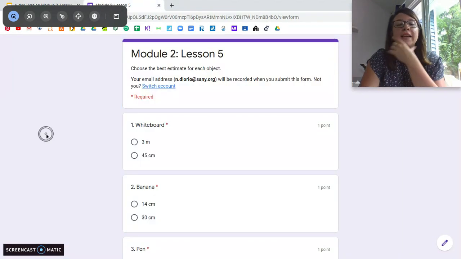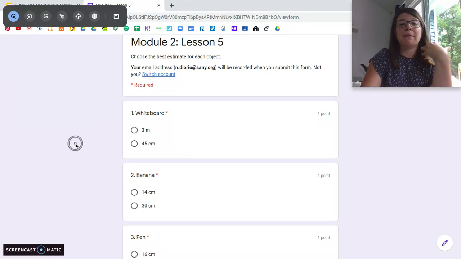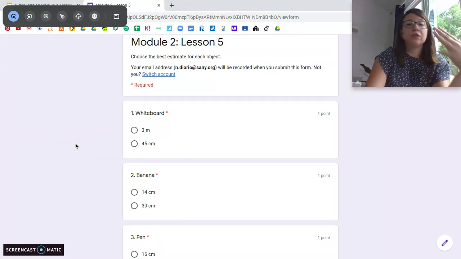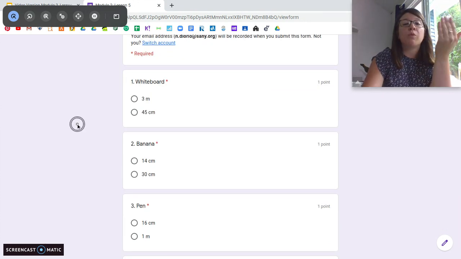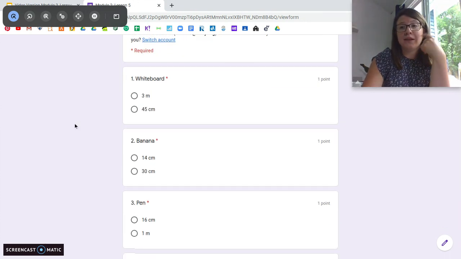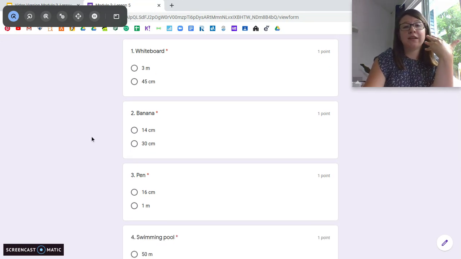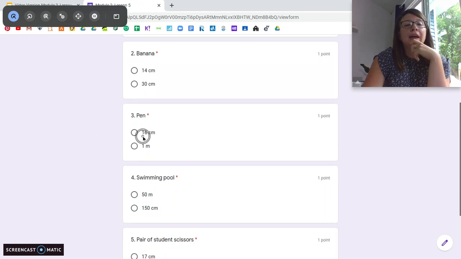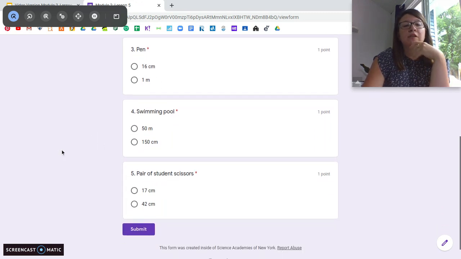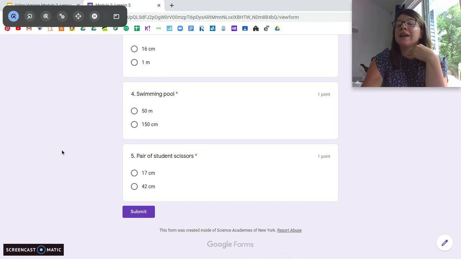So for your exit ticket today, you're just going to choose the best estimate. Again, we don't know for sure, and that's okay. Estimates help us decide. So a whiteboard, you're going to guess whether it's going to be 3 meters or 45 centimeters, a banana 14 centimeters. Oop, I got to fix that one. A pen 16 centimeters, 1 meter, and so on and so forth. There's only 5. Pick the best estimate.